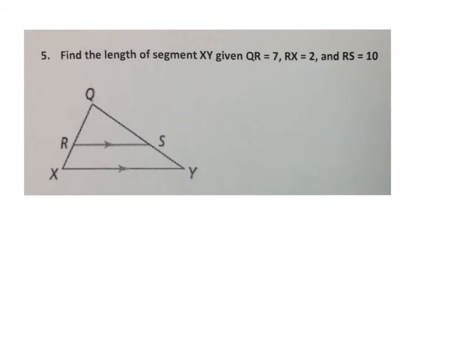Question number 5 wants us to find the length of segment XY. And notice they haven't labeled anything on our picture. So let's start with that. QR is going to have a length of 7. RX has a length of 2. And RS has a length of 10. Since that bottom portion of the small triangle was labeled, we want to be comparing small triangle to big triangle. We're looking for the side length XY on the bottom of the big one.